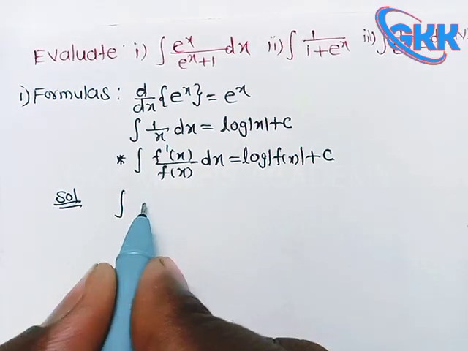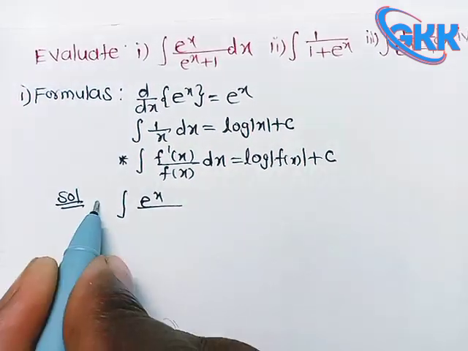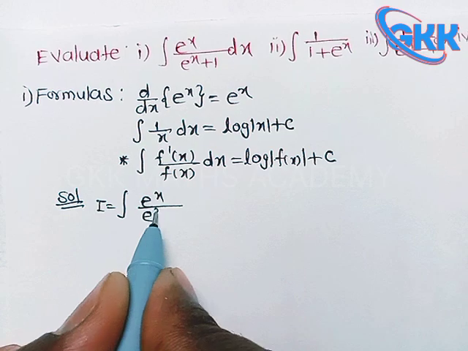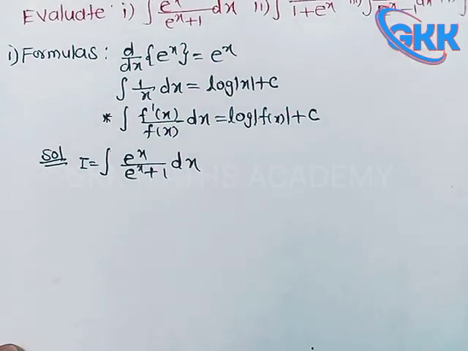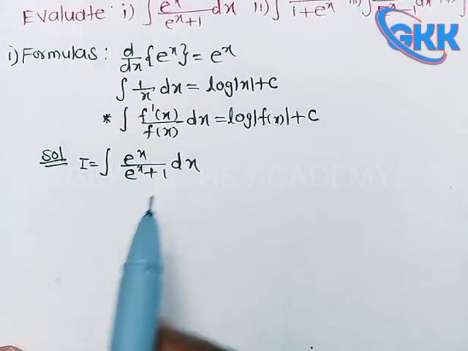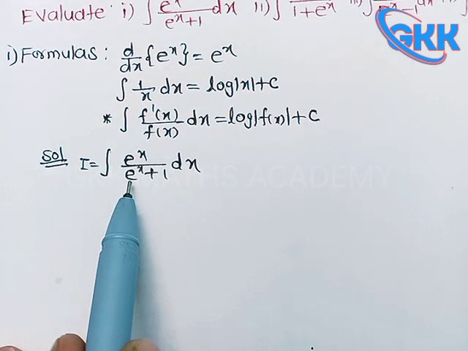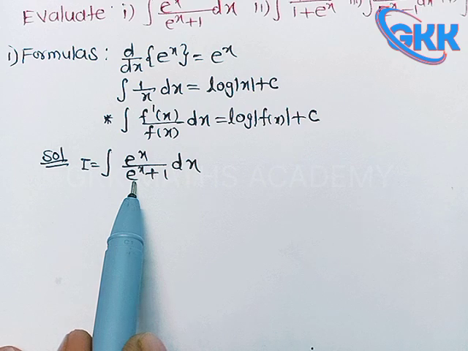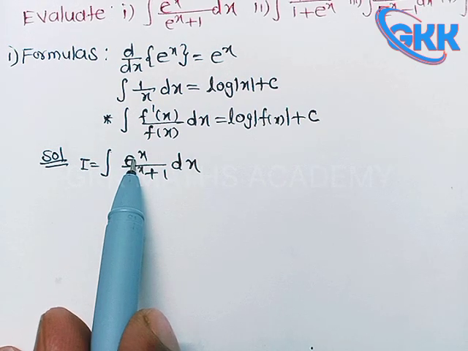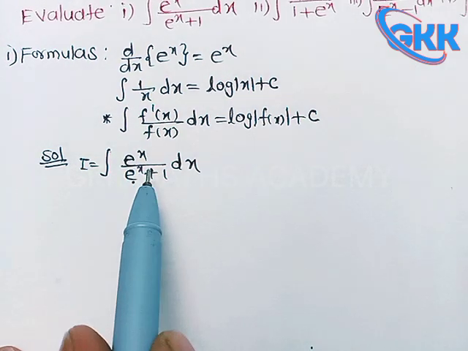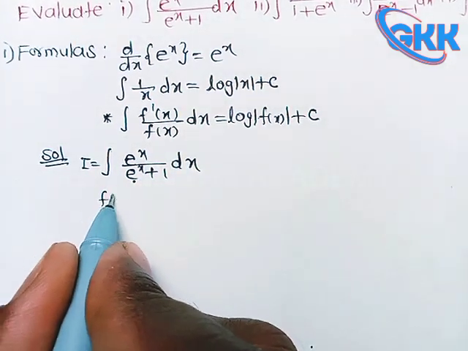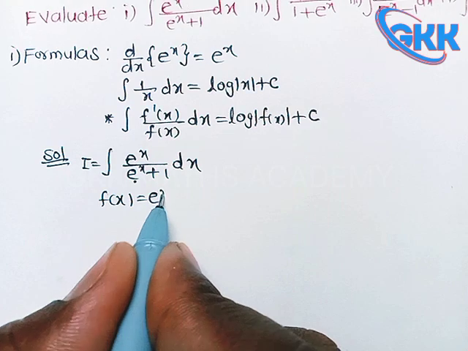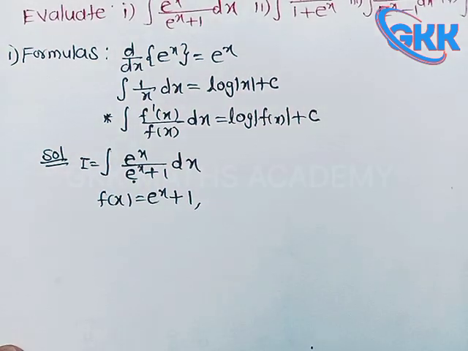The given integral is e power x upon e power x plus 1 dx. Now see here, simple, sir. If you find d by dx of e power x, you are finding it in the numerator. So first of all, do the direct method. What is f of x? F of x is e power x plus 1.